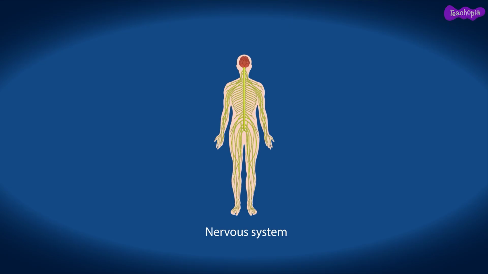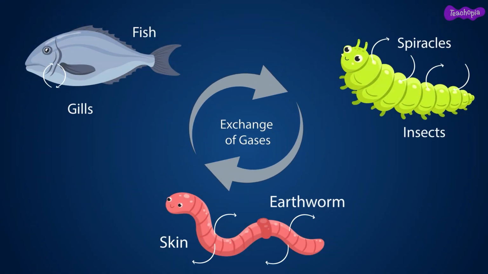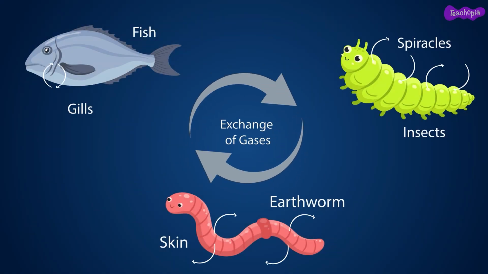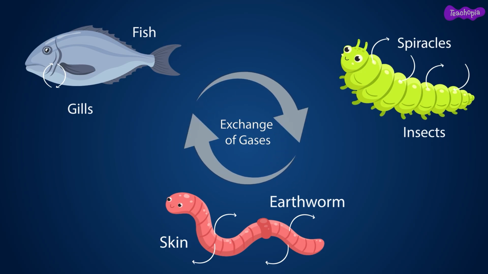So far, we have focused on humans, but it's not just humans that perform gas exchange. Earthworms perform gas exchange through their skin. Fish use gills for gas diffusion. Insects have a tracheal system with little openings on their bodies called spiracles that connect to little tubes inside.